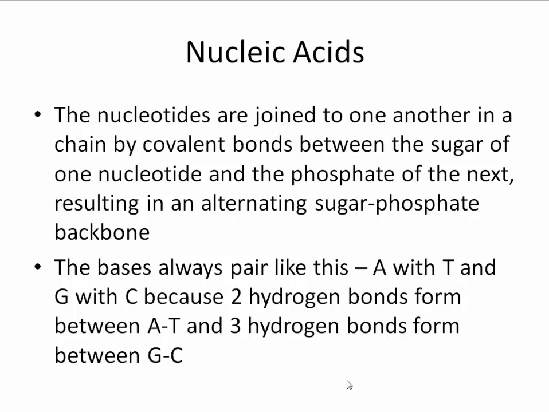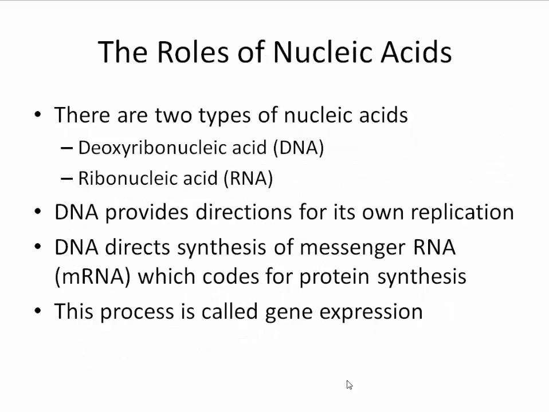And the bases always pair like this. Under base pairing rules, adenine will always pair with thymine because it makes double bonds with it. And guanine will always pair with cytosine because it makes a triple bond. So they cannot bond with anything else. They have to bond with each other.